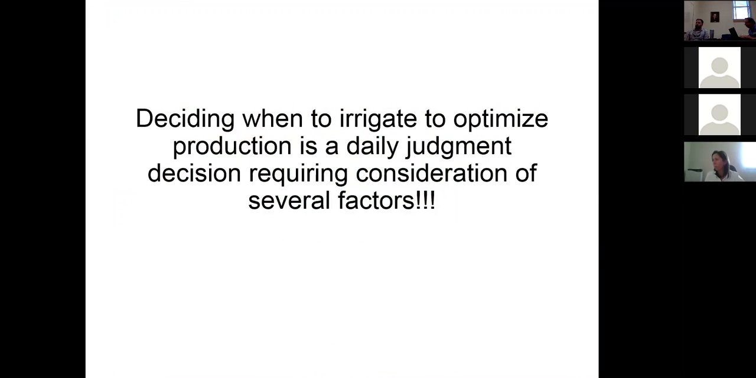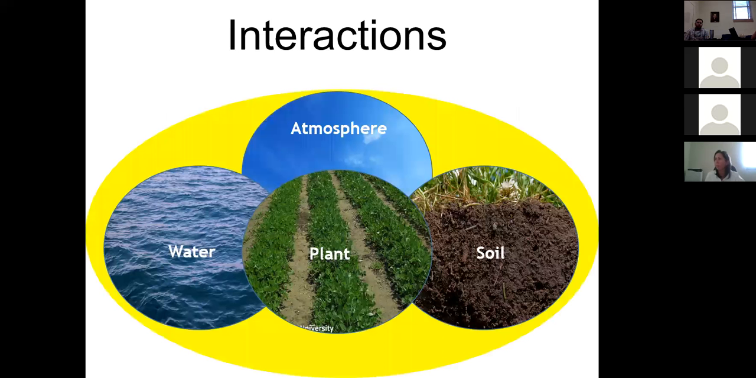So deciding when to irrigate to optimize production is a daily judgment decision requiring consideration of several factors. One of the important factors is atmosphere, water, and plant, and to make the right decision, we should understand the interactions between those factors.